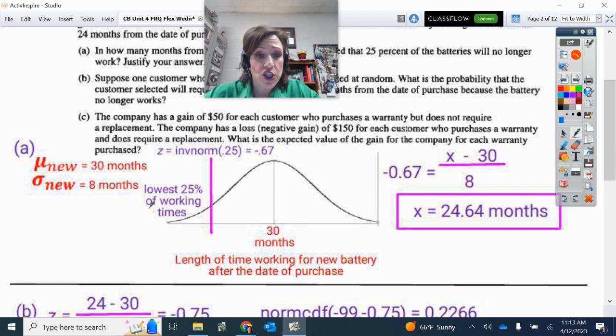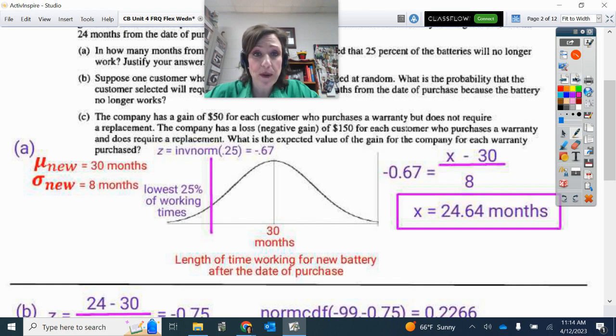Also, you had to show your direction, or that this was the lowest 25% of times. So that's how I needed to get the z-score at that location. The z-score at that spot is the inverse norm of the area below, which gives the z at that spot. So I had the negative. Then I set up my z-score formula to see what that context value is, so what the months were at that spot. This is the z-score formula set up, and then I come out with 24.64 months.